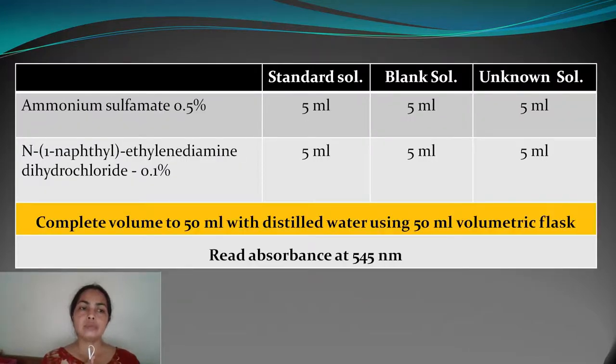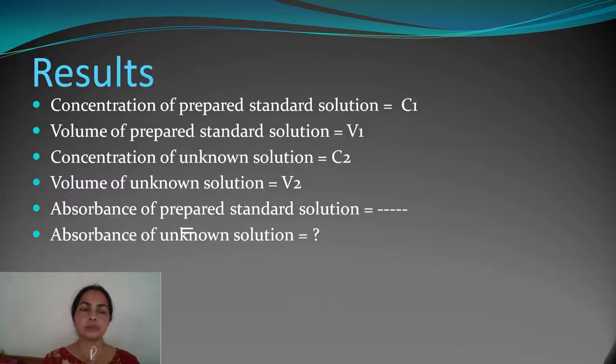In the next step, we will add ammonium sulfamate in 5 ml quantity in all the 3 volumetric flasks, followed by 5 ml of N-naphthyl ethylene diamine dihydrochloride. Then we will complete the volume using distilled water up to the 50 ml mark in the volumetric flask, and we will record the absorbance.